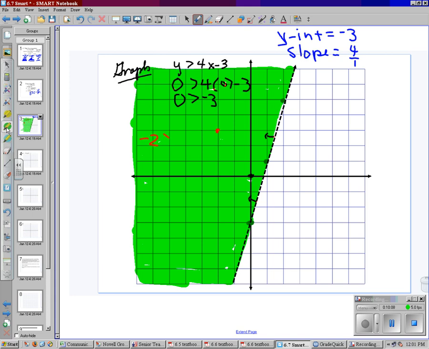-2 is our y, greater than, no, -2 is not our y, is it? Nope. What number is our y? 3. 3 is our y. 3 greater than 4 times -2 minus 3. 4 times -2, class. -8. -8 minus 3, class. -11. Is 3 greater than -11? True statement. Okay, it should work.